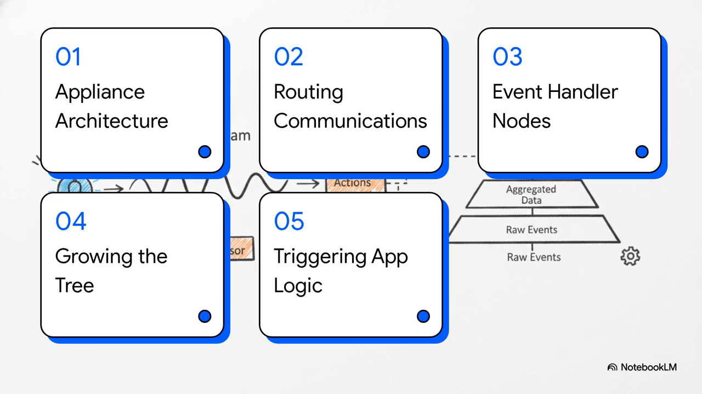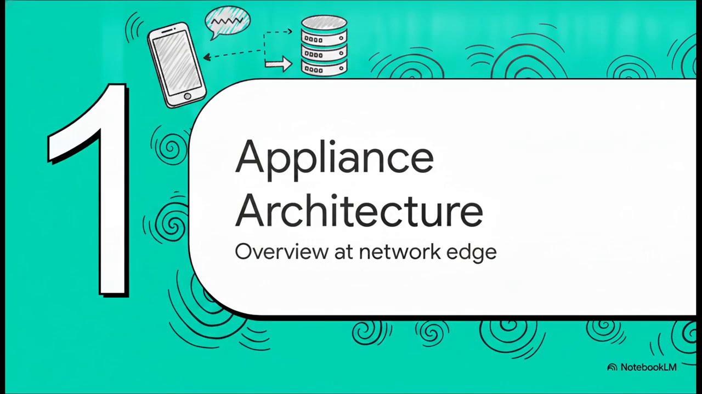To see how this whole system ticks, here's our roadmap for today. We'll start with an appliance architecture overview, then look at routing incoming communications, dive into event handler nodes, see how we go about growing the tree database, and finally wrap up with triggering application logic. Basically, we're tracking the lifecycle of an event from the macro network edge all the way down to the micro leaf nodes. All right, Section 1, Appliance Architecture Overview.